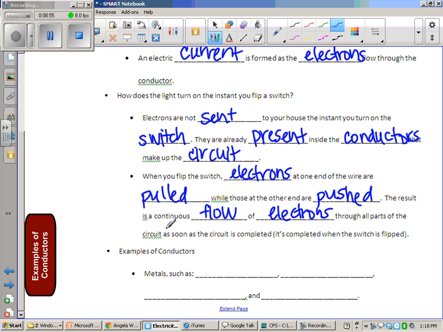Now, some examples of conductors include metals such as silver, copper, aluminum, and iron.